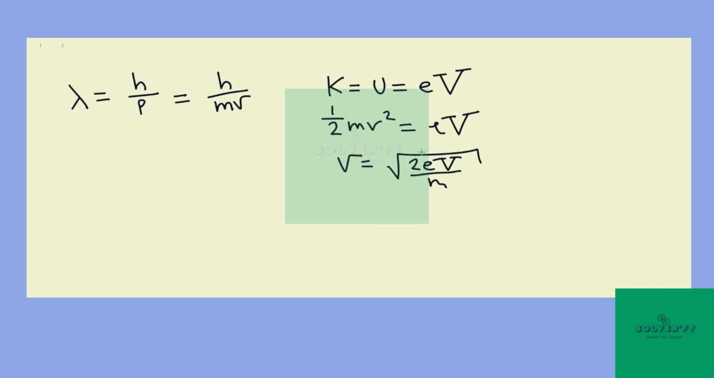Which we can plug into our expression. And we are left with lambda equals h over root 2m eV. So this is the expression we will be using. We can simply plug in our numbers at this point. Or rather, we can solve for V at this point.